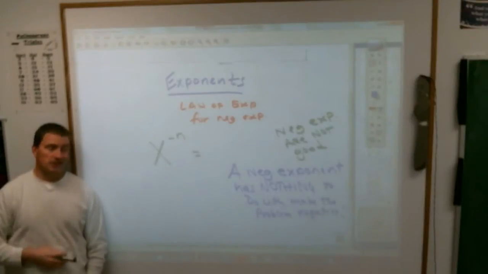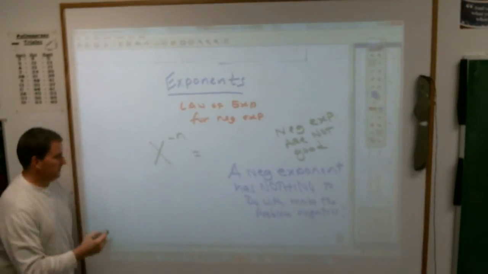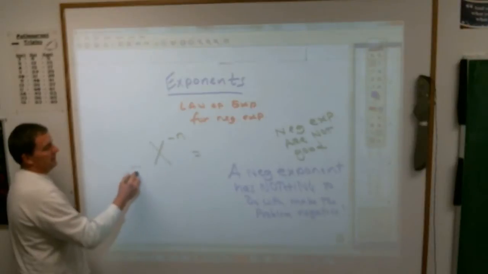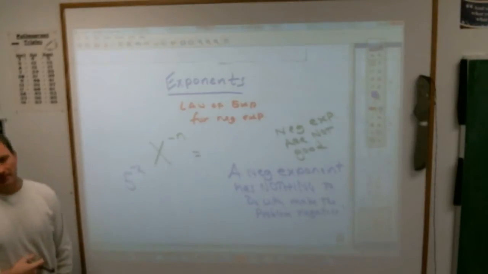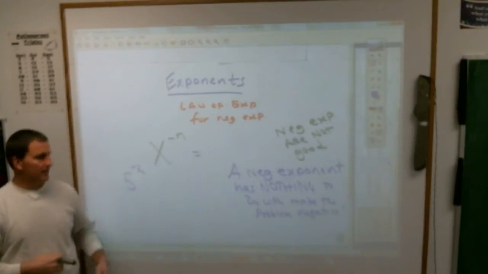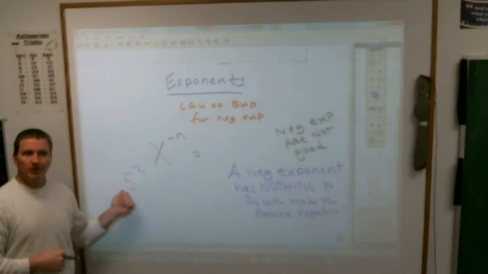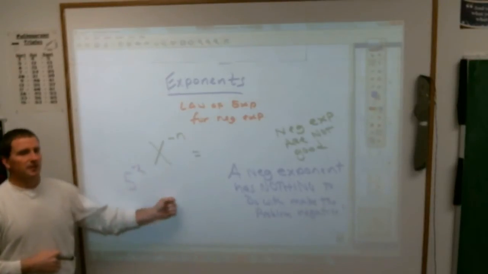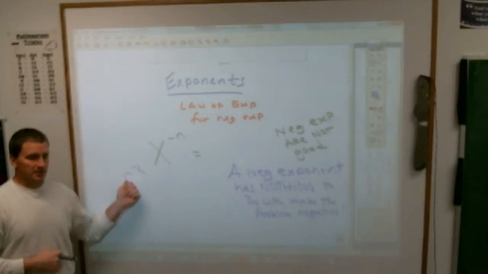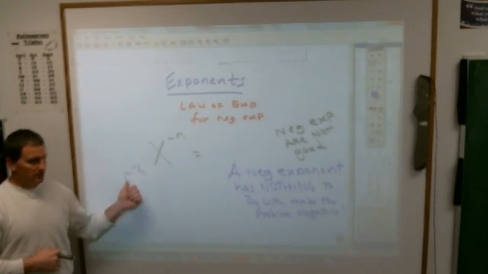Matter of fact, the answer to this is actually positive. If I gave you 5 to the negative 2 power, the answer to that is positive something. A negative exponent has nothing to do with it. It's not like you're multiplying two negatives times themselves. It's not the number that's negative, it's the exponent that's negative.